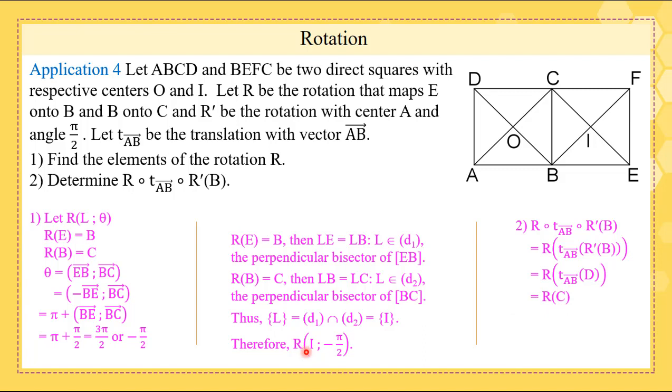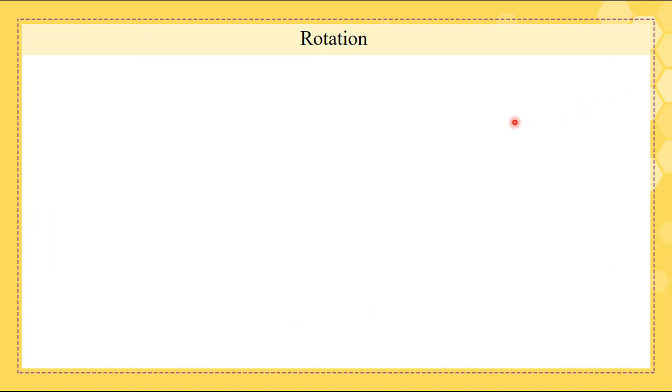Now since R is a rotation of center I, here we have IC is equal to IF, and the angle between IC vector and IF vector is equal to minus pi over 2. So we can deduce that R of C is equal to F.